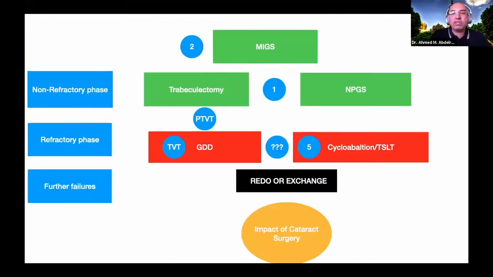Then there was some comparison here between patients with refractory glaucoma. Shall we go for cycloablation or glaucoma drainage devices? That was the big question. I found one study in 2006 that compared the double plate Molteno to cycloablation, and the comparison was in favor of double plate Molteno. Really, that was in 2006. I did not find anything significant since that time.